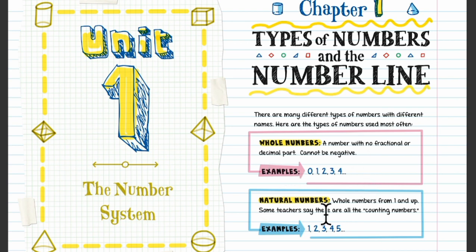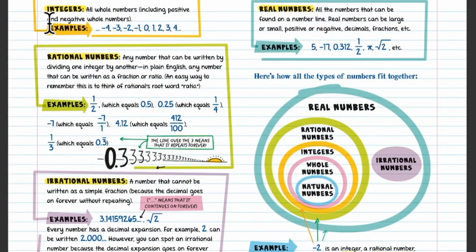Here's an example. Natural numbers: whole numbers from 1 and up. Some teachers say these are all the counting numbers. Here's an example again. Integers: all whole numbers, including positive and negative whole numbers.